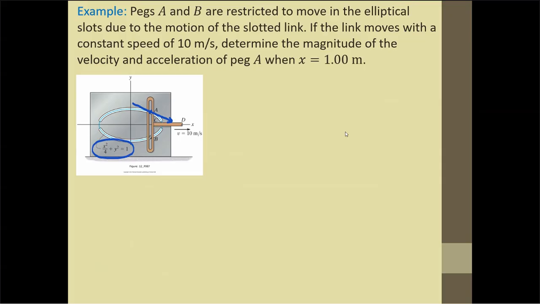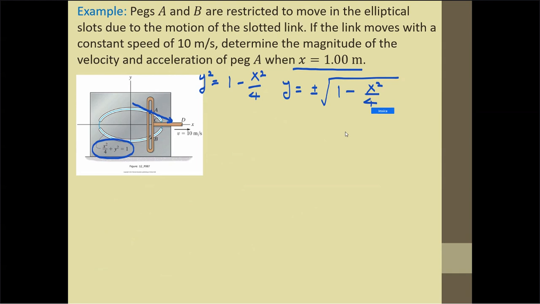All right. So we need to find the xy coordinates of peg A. Now, rearrange the equation. The x coordinate of peg A is given as 1 meter, so we need to solve for y. And then y squared equals 1 minus x squared over 4. All right, then y equals plus or minus the square root of 1 minus x squared over 4.